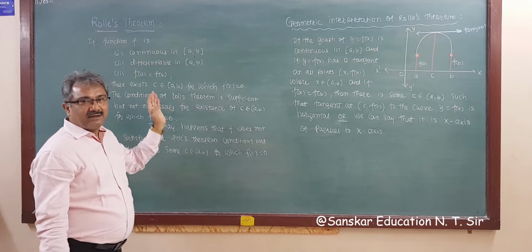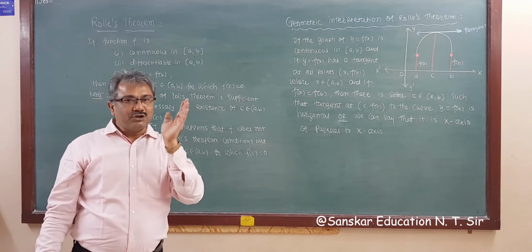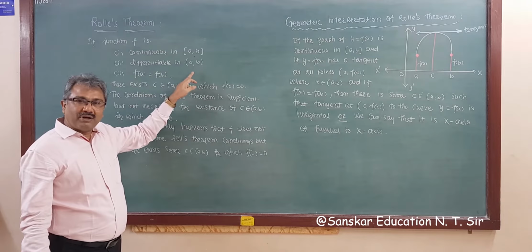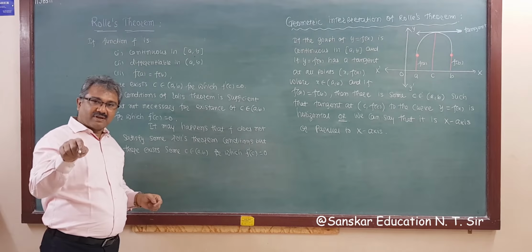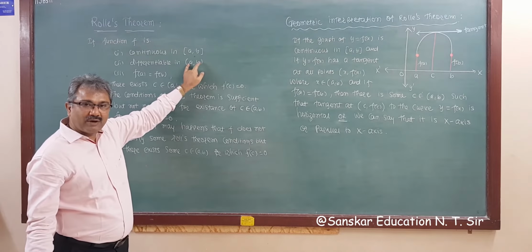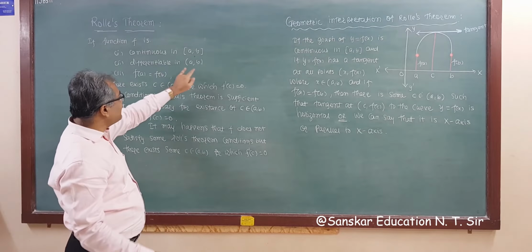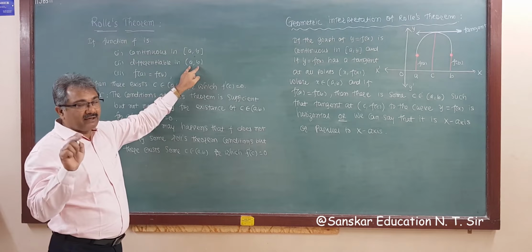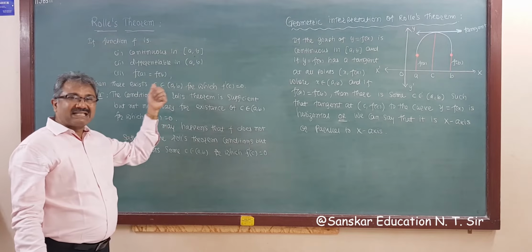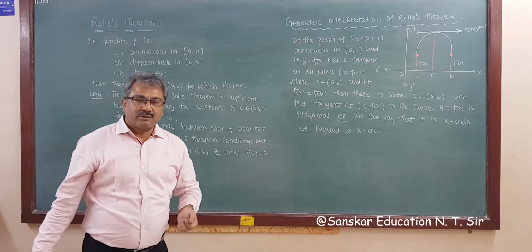So once again, Rolle's theorem statement is: a given function f is continuous in the closed interval AB, differentiable in the open interval AB, and if f of a is equal to f of b, then there exists some point c in the open interval AB. Mind well, open interval AB, not closed interval AB. c belongs to the open interval AB such that f dash c is equal to 0, right? So this is Rolle's theorem.